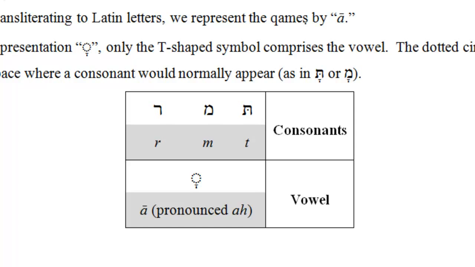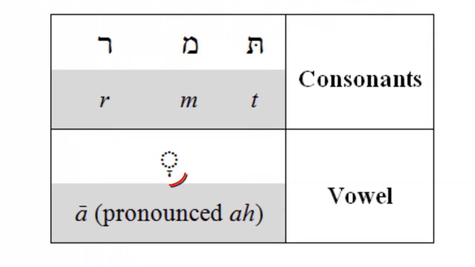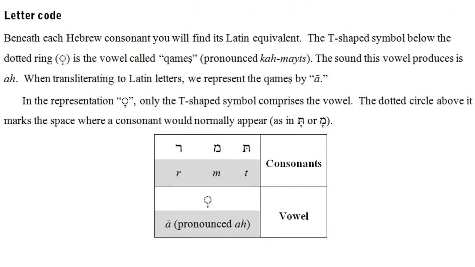In this name, only one vowel is used. It is used twice. You'll find it designated as a small T-shaped symbol. We display it below a dotted ring. The dotted ring is simply a placeholder indicating where the consonant would be relative to the placement of this vowel. The vowel name is kamates, and it produces the sound ah. We'll represent the sound ah by the Latin letter A with a horizontal line above it.